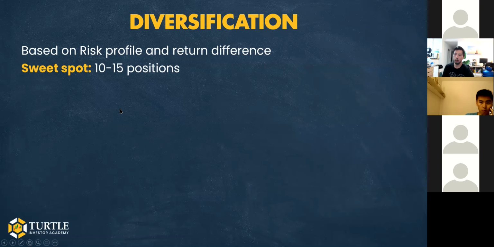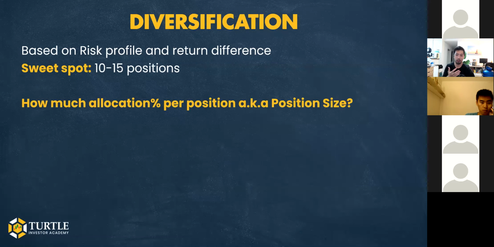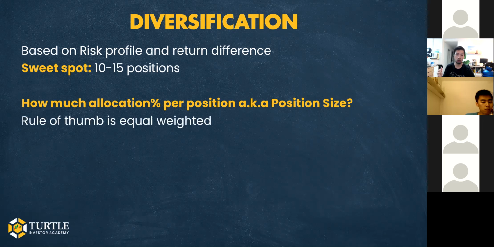And the next thing, a lot of people ask, is how much allocation percentage for each position, right? Which is known as position sizing. For education purposes, as a general rule of thumb, we're looking for equal weighting. So let's say we've got 10 stocks, then each position is around 10%. So we make it as balanced as possible.